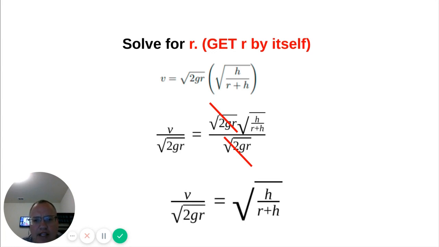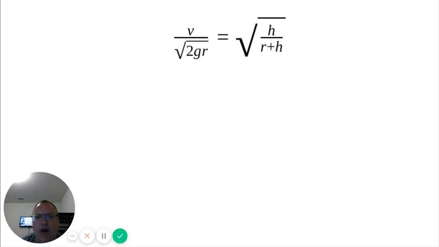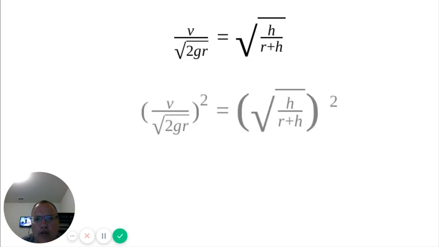Remember that our job is to get the r by itself, and that's what I'm taking you through, this step-by-step process. Really it's just solving equations using inverse operations a whole bunch of times in a bunch of different ways. Now, when you have this equation, v divided by the square root of 2gr equals the square root of h divided by r plus h, what we're going to do here is square both sides. The reason that we're squaring both sides is that will cancel out the square root, and we won't have to deal with the square roots anymore. We'll still have fractions, but we won't have square roots to deal with anymore.